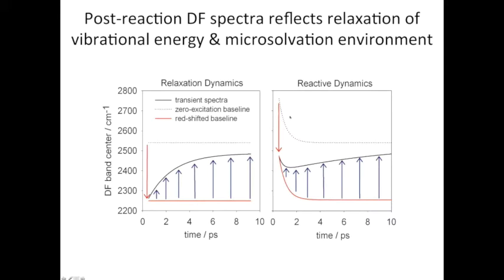You have a red shift in one direction owing to the changes in microsolvation, and you have a blue shift in the other direction owing to the fact that the DF is losing energy. And the net spectrum of DF that you see post-reaction is this line right here, okay, which is more or less a flat line. There's some variation there, but it's not very much. And so this was one of the most interesting insights that came out of this work in terms of interpreting the experimental transient infrared absorption spectroscopy.